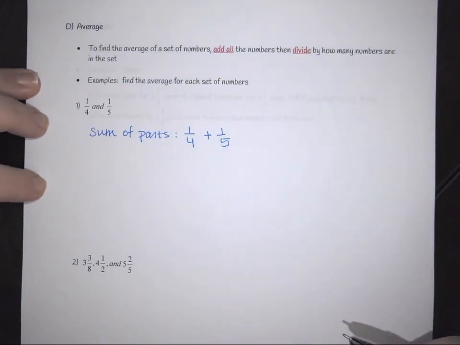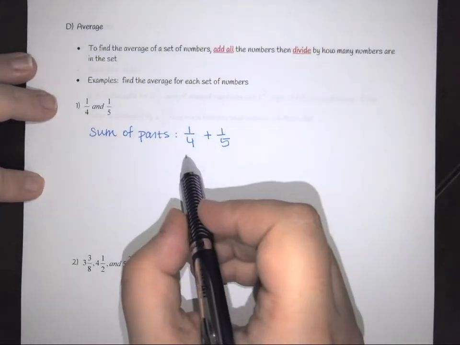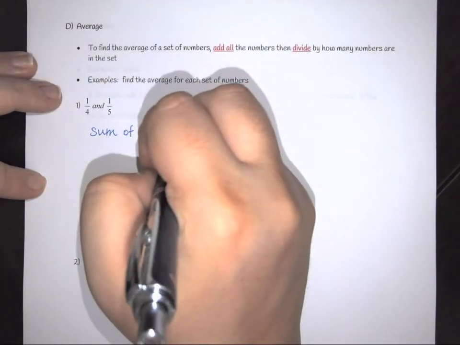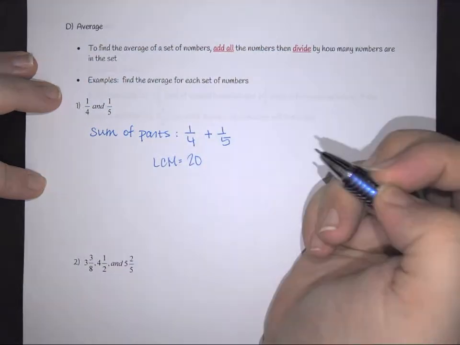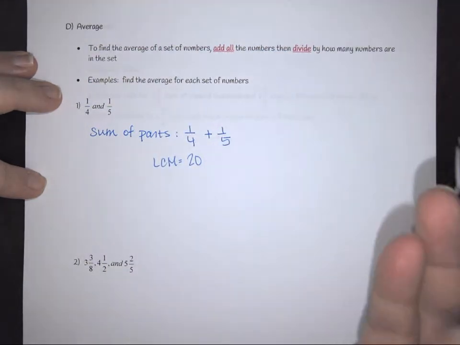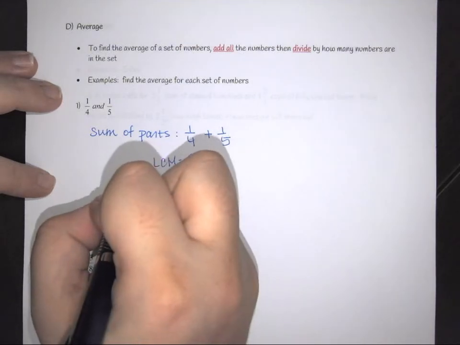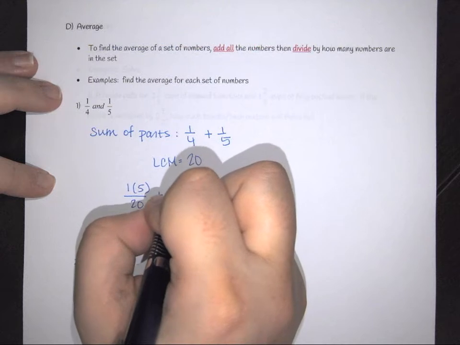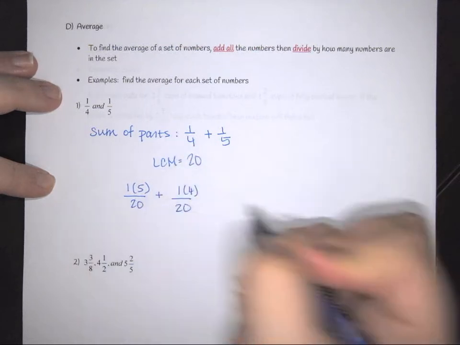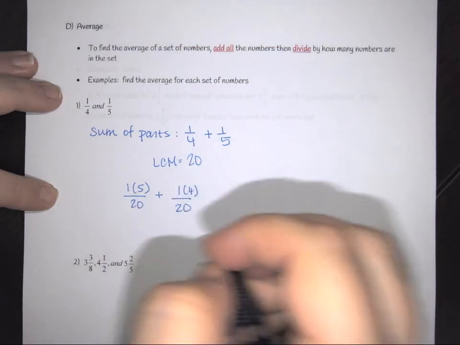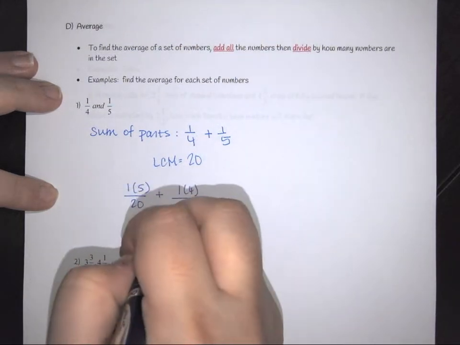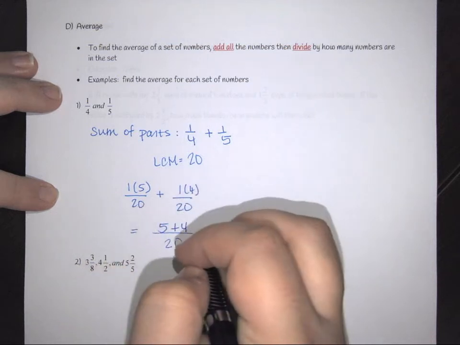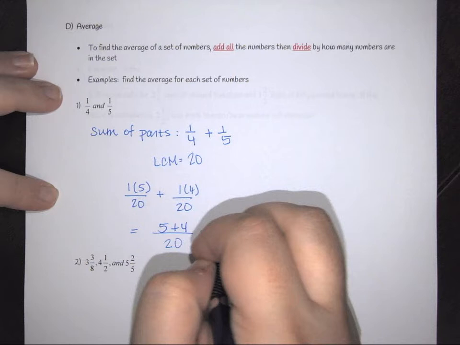So when we're adding 1/4 to 1/5, we have to look at the least common multiple between 4 and 5. My least common multiple here is going to be 20. In order to take 4 up to 20, I have to multiply by 5. So this becomes 1 times 5 over 20 plus 1 times 4 over 20. The whole thing is over 20, and I end up with 5 plus 4, which gives me 9 over 20.